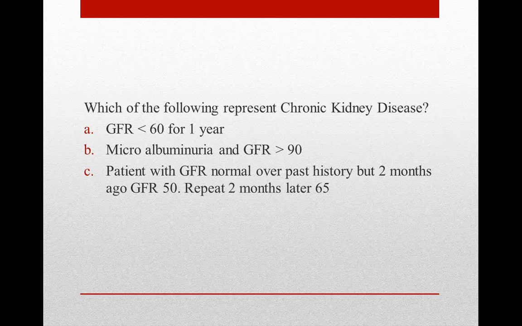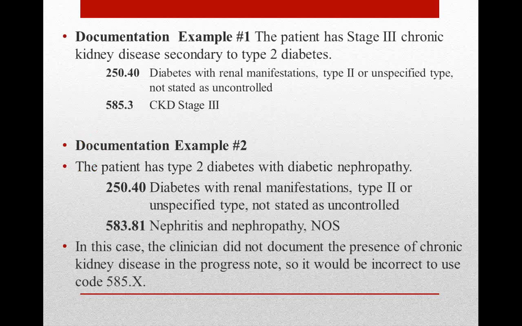Now, you got to be very careful on these other ones. You have a patient that has a normal history of GFRs, but 2 months ago had a GFR that was 50. They repeated again, it was 65. So basically, they've had all normal ones and one abnormal one. You have to have that GFR less than 60 for 3 months to code that chronic kidney disease. You can't just change that chronic kidney disease diagnosis on one GFR.